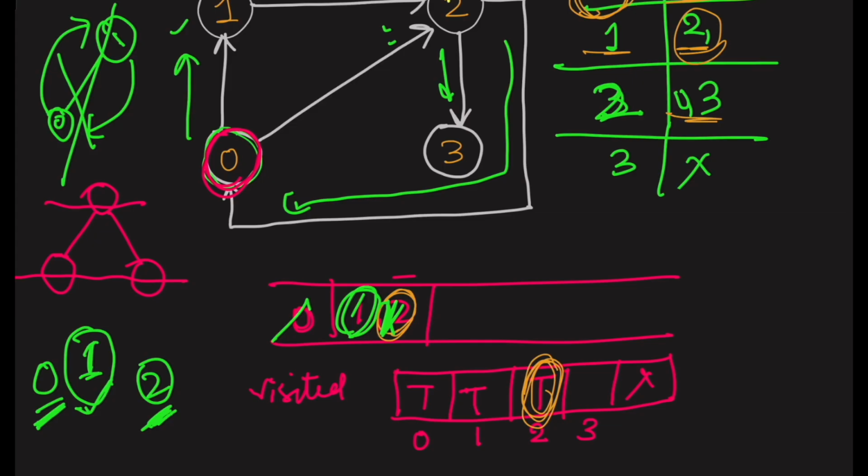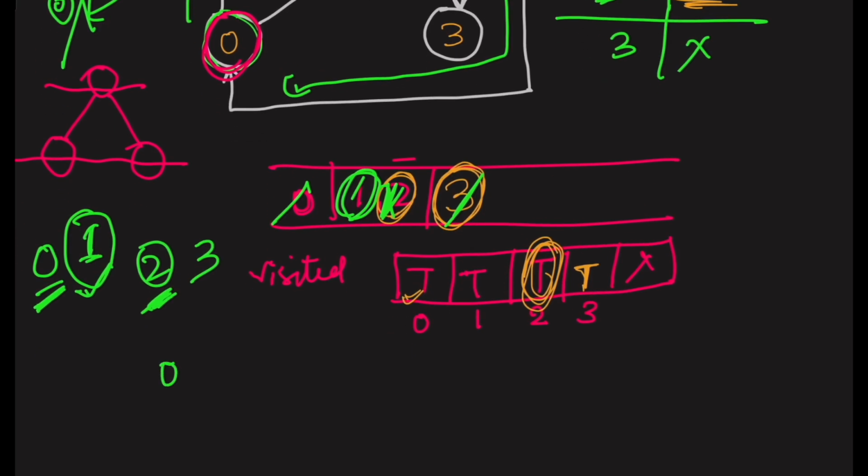Now we will see who are the neighbors of 2. The neighbors of 2 are 0 and 3. 0 is already visited, so we are going to ignore it. We are going to add 3, and mark this also as visited. Now after removing, we look again at the queue. 3 is present, so we pop this as well. So we got the level order traversal like this: 0, 1, 2 and 3.